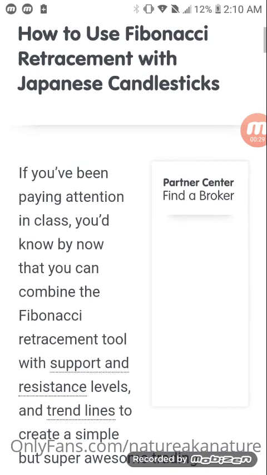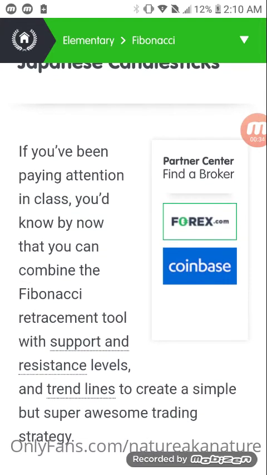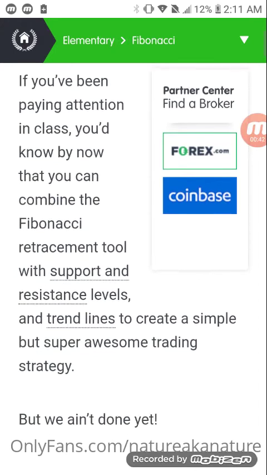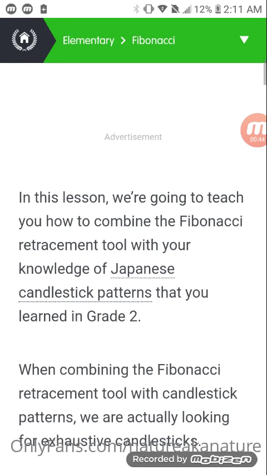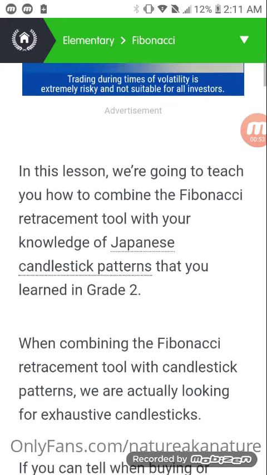If you've been paying attention in class, you know by now that you can combine Fibonacci retracement tools with support and resistance levels and also trend lines to create a simple but super awesome trading strategy. But we ain't done yet. In this lesson, we're going to teach you how to combine Fibonacci retracement tools with the knowledge of Japanese candlestick patterns that you learned in grade 2.